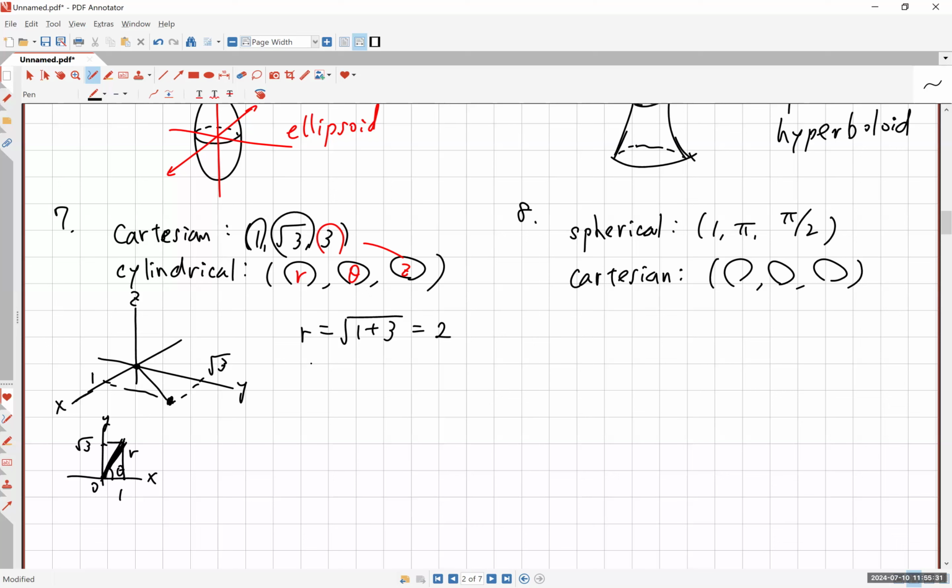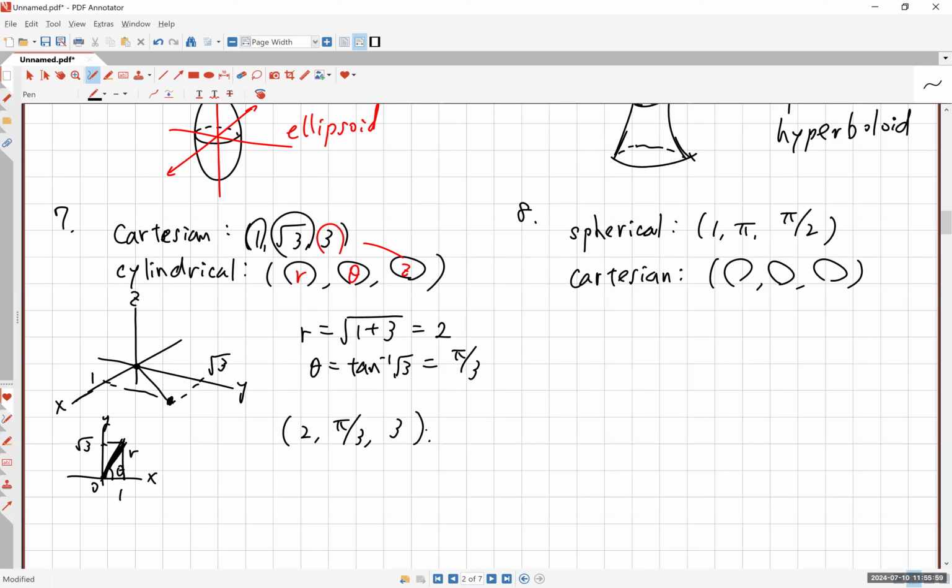Okay. Theta. What is theta here? Well, it's the angle in the first quadrant whose tangent is square root of 3. Do you know this angle? I hope you do. That's pi over 3 or 60 degrees. So the answer to this question would be 2, pi over 3, and z is the same, right? So z remains 3. And that is the answer to this question.